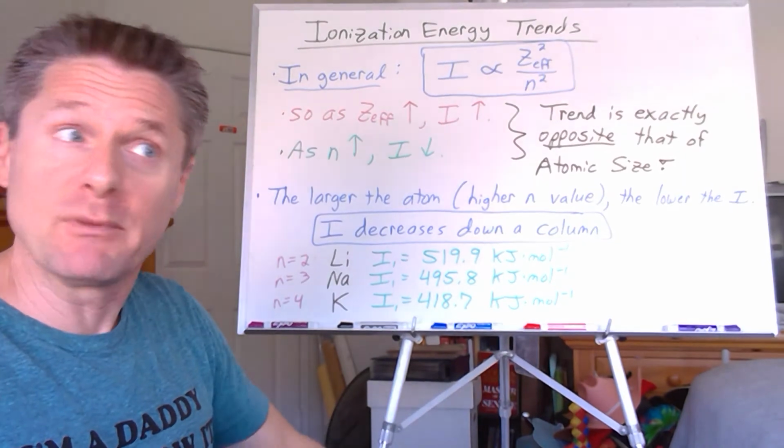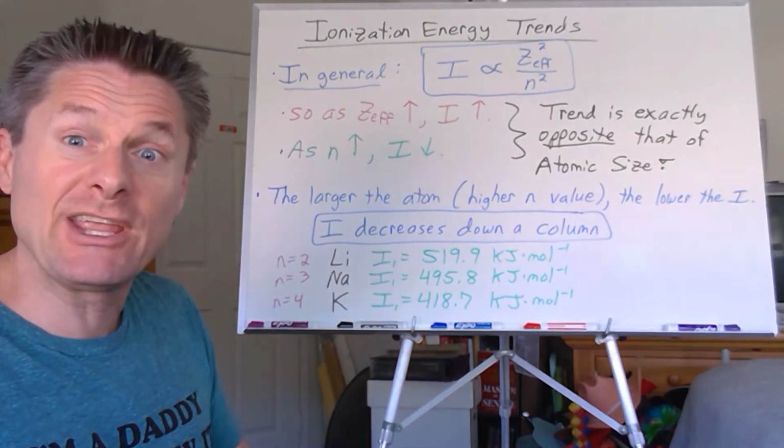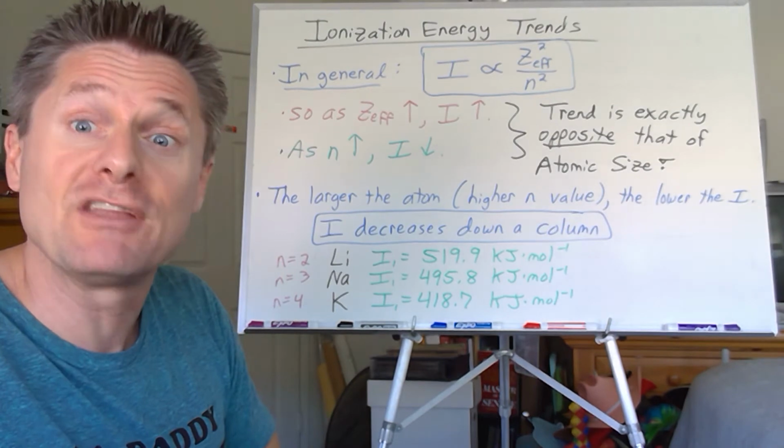I think that's pretty easy. The bigger it is, the easier it is. Left to right's a little trickier, and there's a few exceptions based on electron configurations.